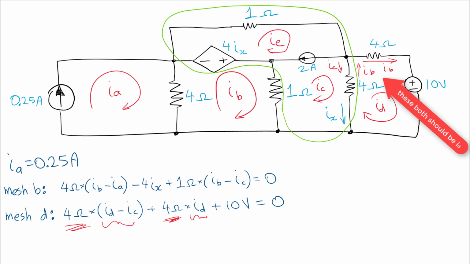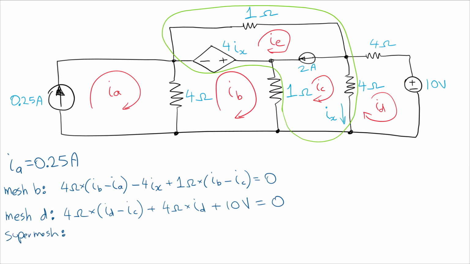And then when we keep going around, the first sign that we see in the voltage source is a plus. So that's what we see here, and the value of that voltage source is 10 volts. So we have 10 volts. Of course, all equal to 0 because of KVL.